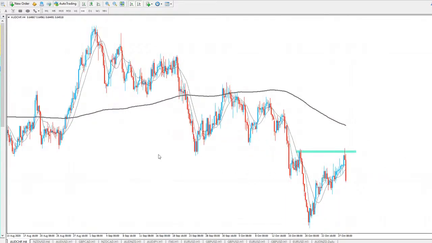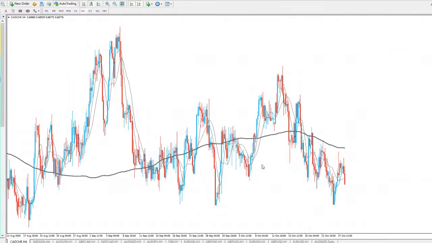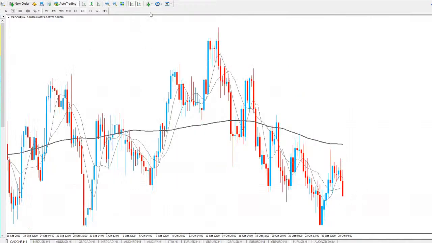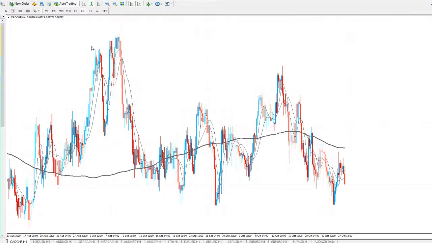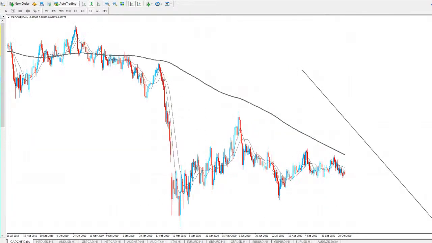AUD/CHF, again, this one's looking bearish, probably expecting that to continue. CAD/CHF, again, that was looking bearish as well. As you can see, the current candle close is very bearish there, but again, not the cleanest market, essentially just ranging, so no real clear opportunities for us. On the daily, doesn't look too good either.